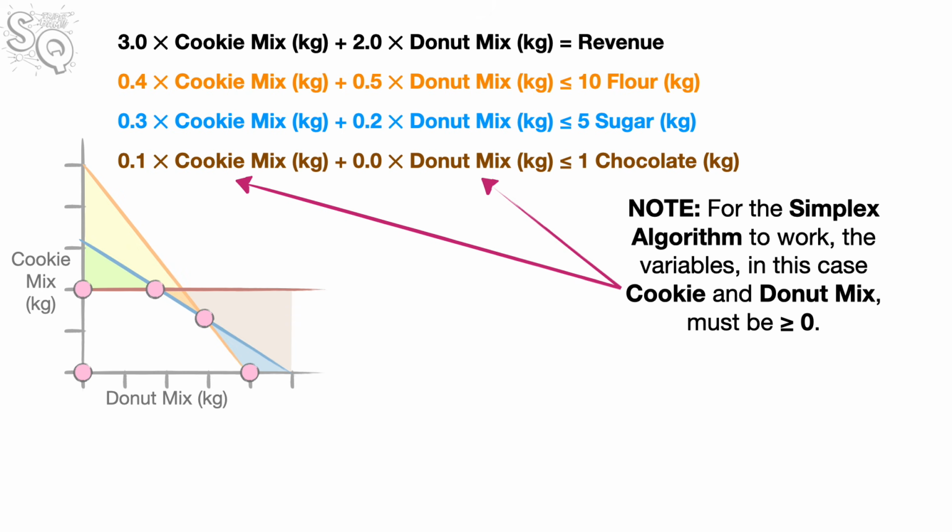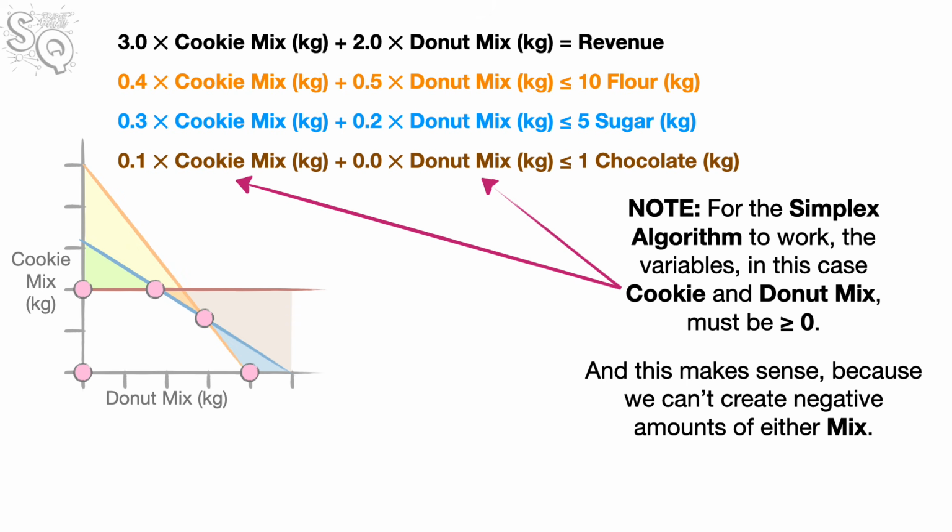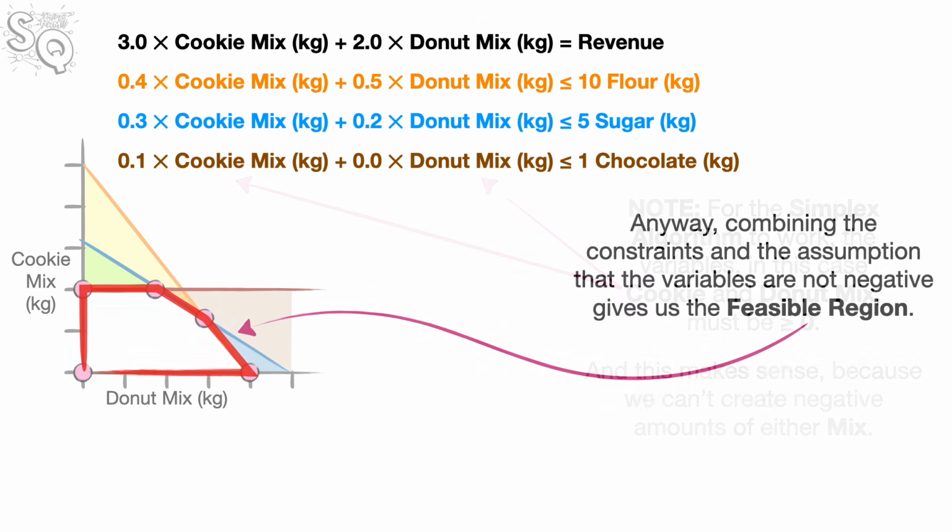Note, for the Simplex algorithm to work, the variables, in this case cookie and donut mix, must be greater than or equal to 0. And this makes sense because we can't have negative amounts of either mix. Anyway, combining the constraints and the assumption that the variables are not negative gives us the feasible region.